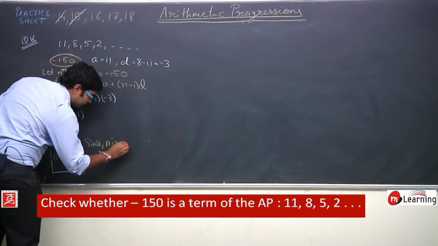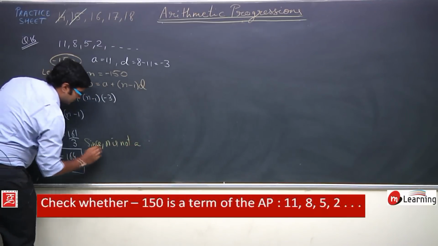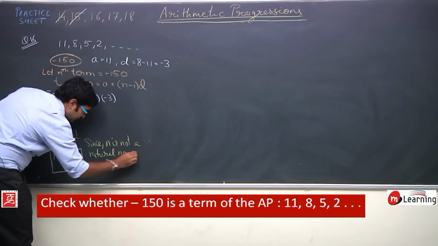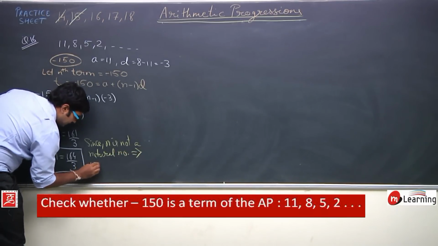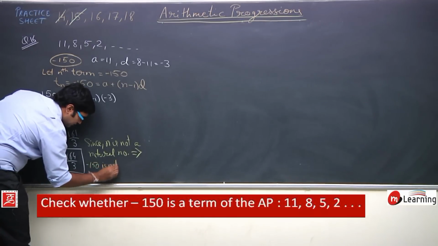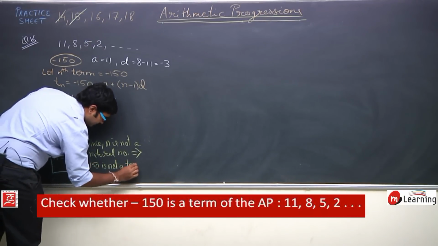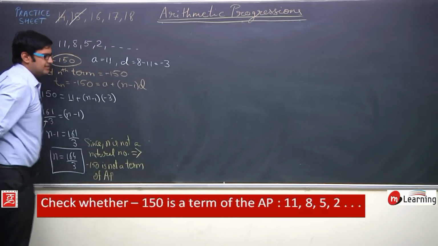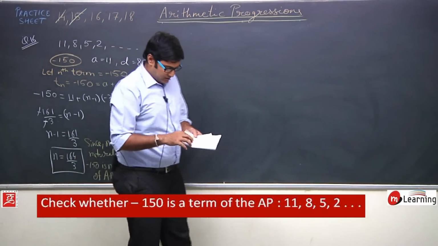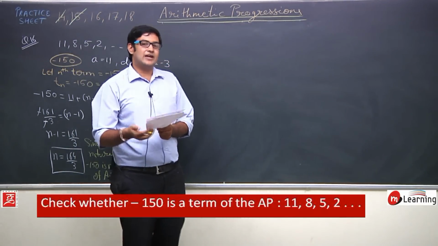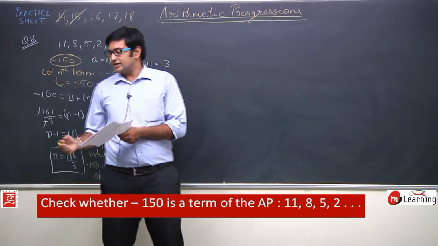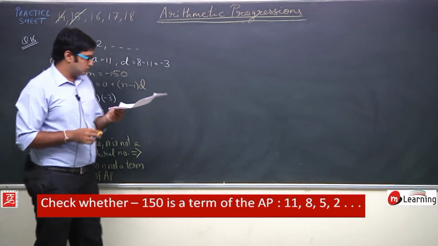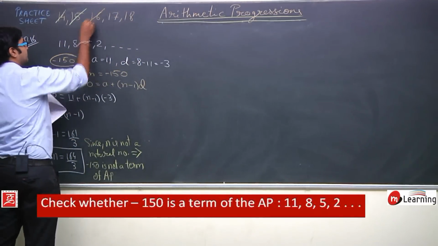Okay, so our answer will be, since n is not a natural number, it implies minus 150 is not a term of the AP. Okay, this is a very simple question. It is very similar to question number 12. That's why I have written the solution. There is nothing to explain in this solution. Okay, so this is the solution for question number 16.